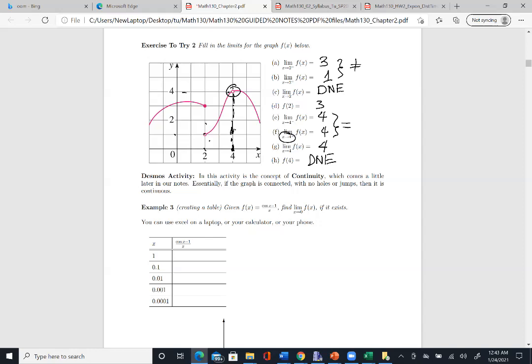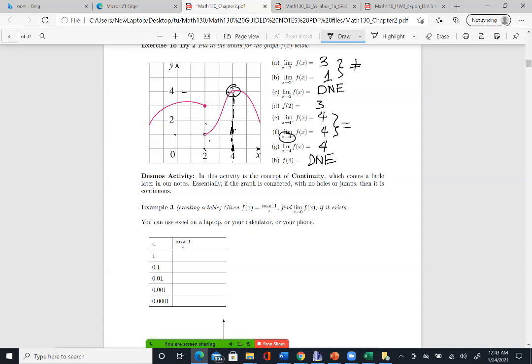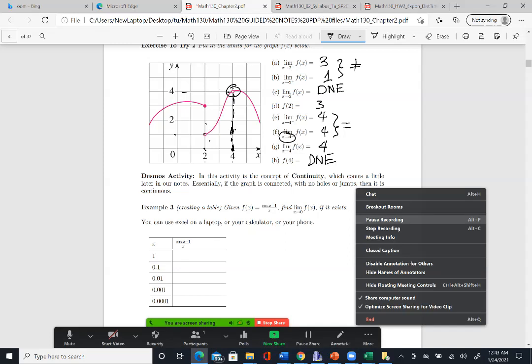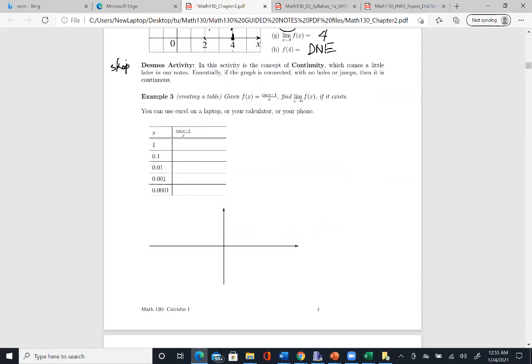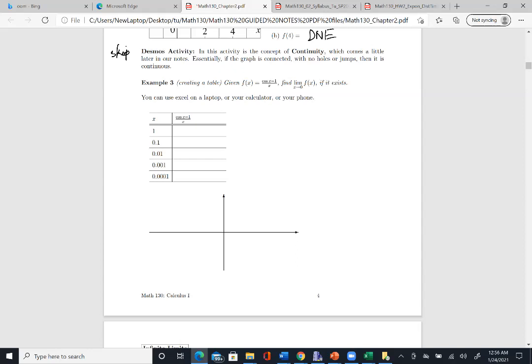Now let's have the next activity. Most of the activities in this section are about continuity. Okay, so let's skip this one and we're going to talk about that in class if needed. We're going to move to example number 3, creating a table. We are given f(x) equal to (cosine x minus 1) over x, and we're going to find the limit of f(x) when x goes to 0 if it exists.